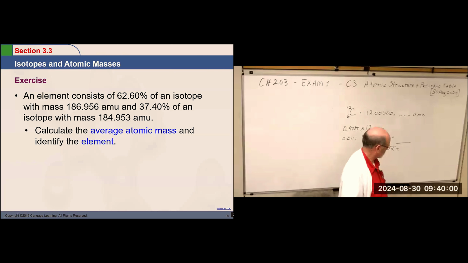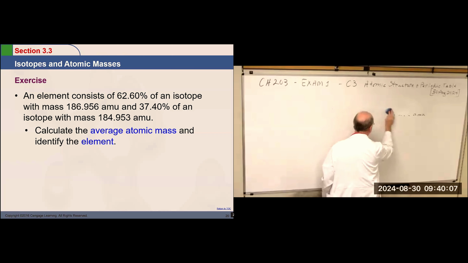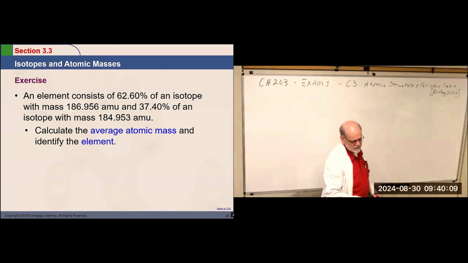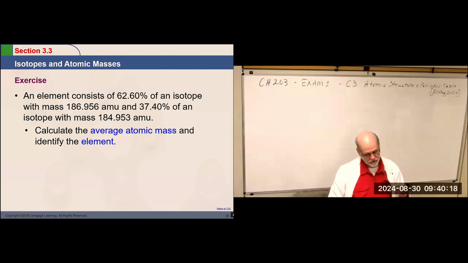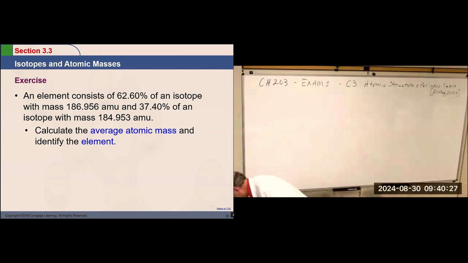All right. So here's another example. An element consists of 62.6% of an isotope with a mass 186.956 and 37.4% of an isotope with mass 184.953. So what's the average atomic mass? Let's do this one. Need a calculator.